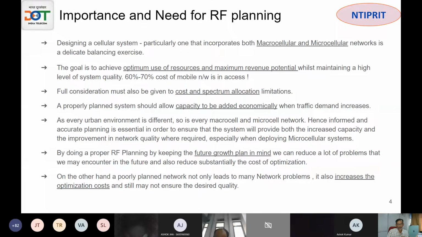You put it on a hillside, very happy that everything is covered. The moment you put the next site, it will become an interferer. So we have to keep those things in mind, and also the optimization cost. You save a lot of money today by having a hill site, but tomorrow the optimization will become a nightmare.